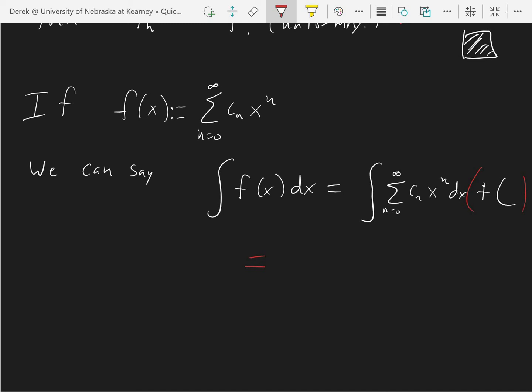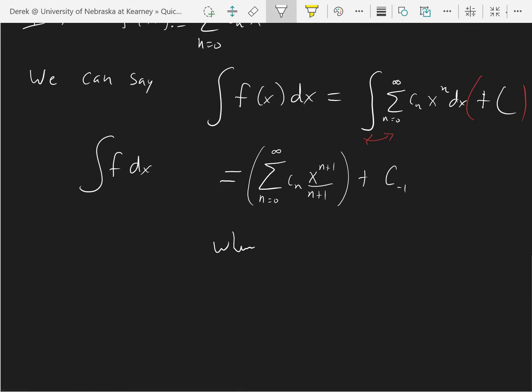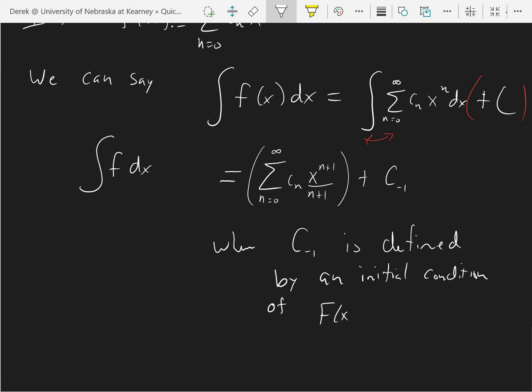And instead of the sum and the integral, I can switch these two things. So the integral of f dx is equal to the sum. Well, I'm going to integrate these things term by term, and so I get x to the n plus 1 over n plus 1 times c sub n, and these start at n equals 0 and go to infinity. So there's no constant term here, and then I'm just going to add in a plus c sub negative 1, where c sub negative 1 is defined by an initial condition on f of x equal to the integral from, say, a to x of little f dx.